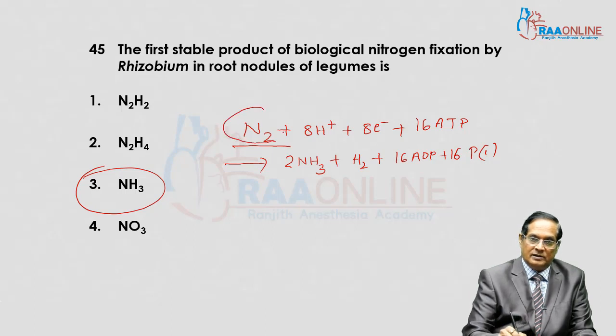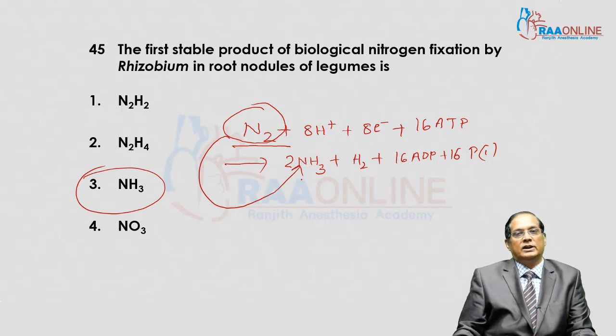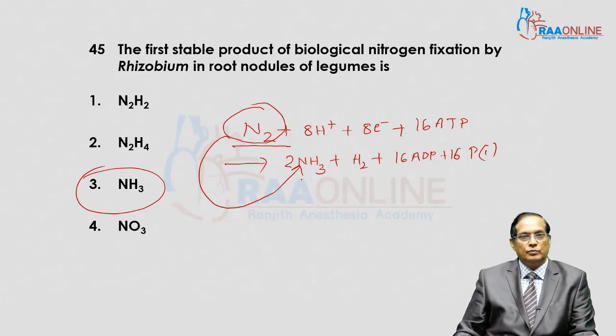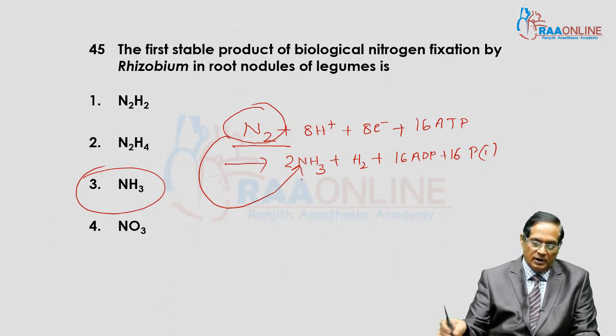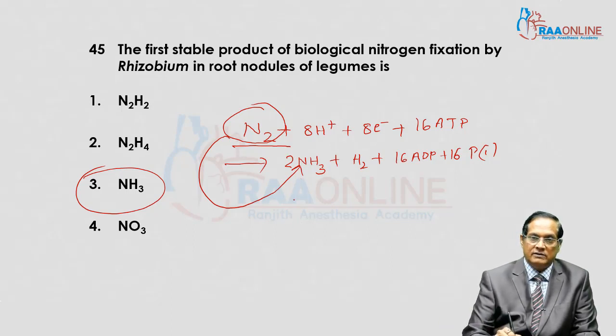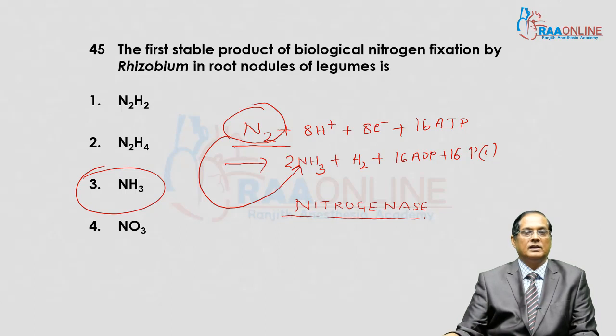So this atmospheric nitrogen is converted into ammonia during nitrogen metabolism by Rhizobium in the root nodule of leguminous plants, and that entire activity is catalyzed by the enzyme nitrogenase. That's all for mineral nutrition. Thank you.